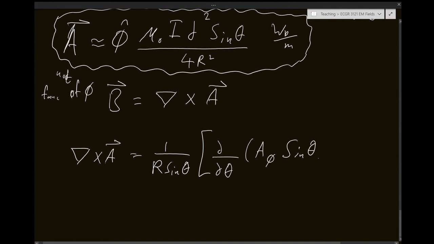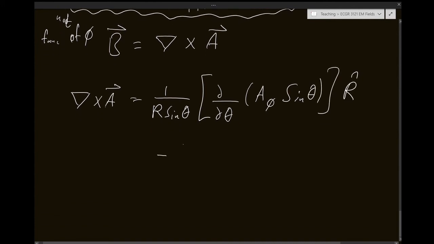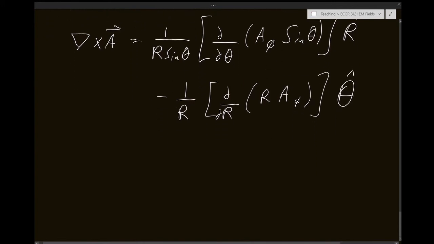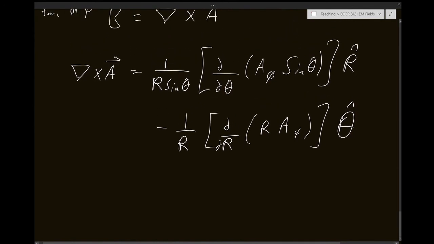Sine theta r hat minus 1 over r d over dr. So this is with everything that's 0 removed. This is the curl in spherical coordinates where everything that evaluates to 0 is just removed to simplify. Okay, and that's it. So I have 1 over r sine theta.